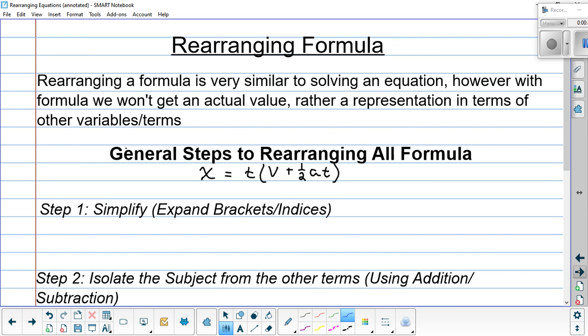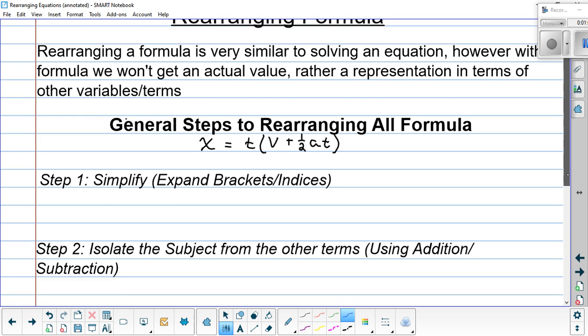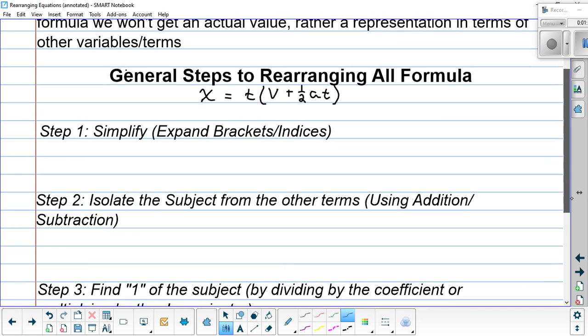So, first step, let's go through a brief showdown of what's going to happen. It's very similar to solving an equation. The only difference is that we're not going to get an actual value out, so we won't get x equals some number. Typically, it's an expression in terms of other variables. That's why it's called rearranging formulas, because a formula is described as having two or more variables, right? It allows us to manipulate them, and then we can substitute values in later.